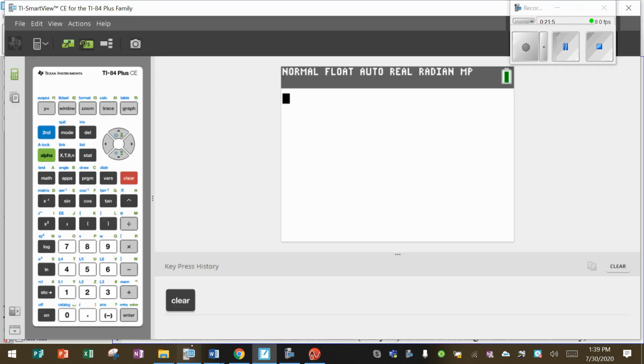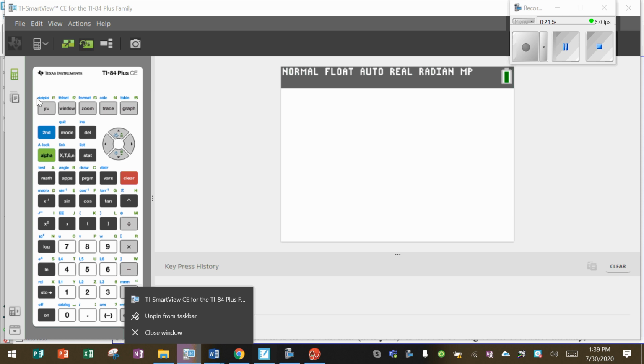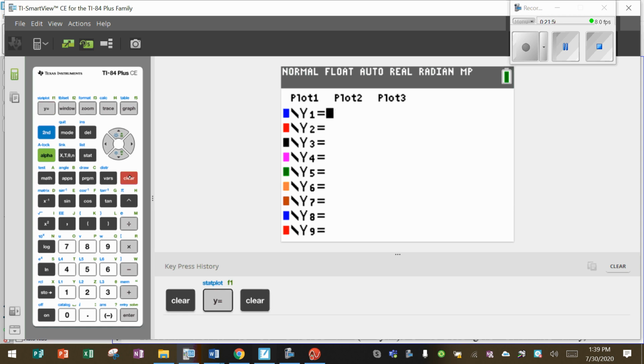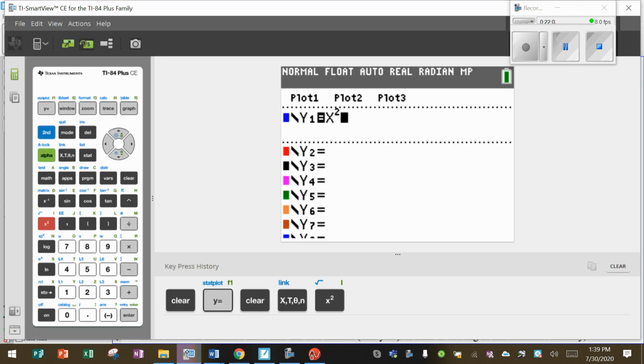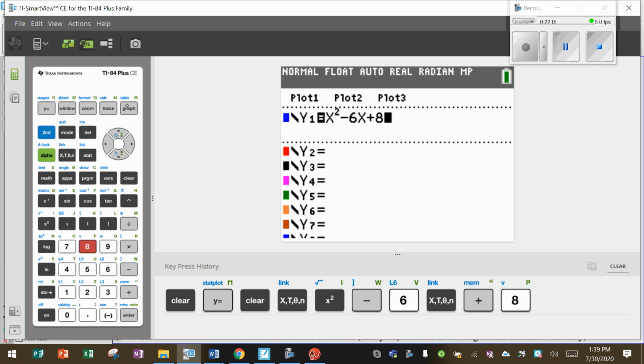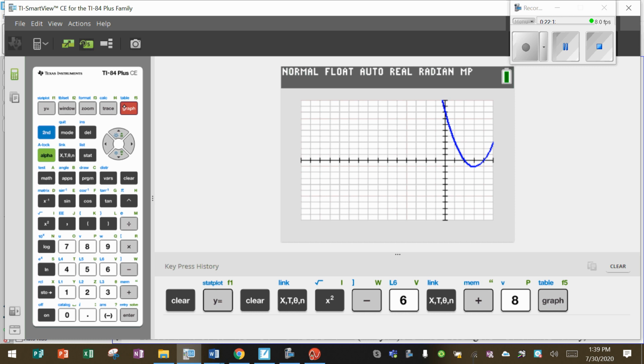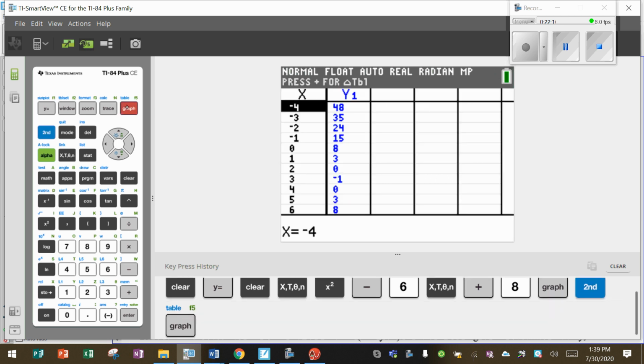Let's say you do have a calculator, in which case we go to y equals, and I'll just type in the equation, which was x squared minus 6x plus 8. And then I just graph it. The graph gives me an idea of the picture, but what I really want is second table, to get the table of values, because this is going to give me some better points that I can accurately put onto my paper.